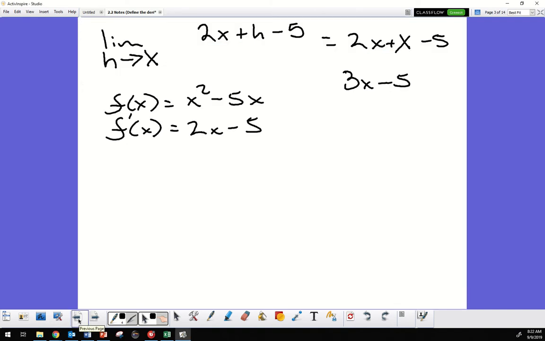Back it up. So this part should be as h approaches 0. Yeah, it is the difference quotient. So as this goes to 0, that becomes a 0. So my answer should be just 2x minus 5.